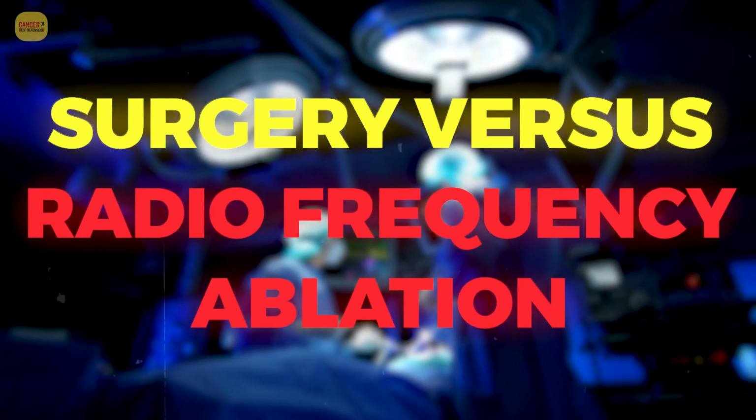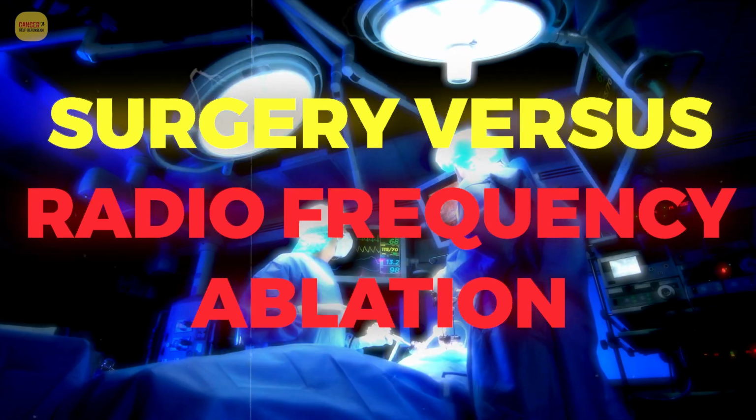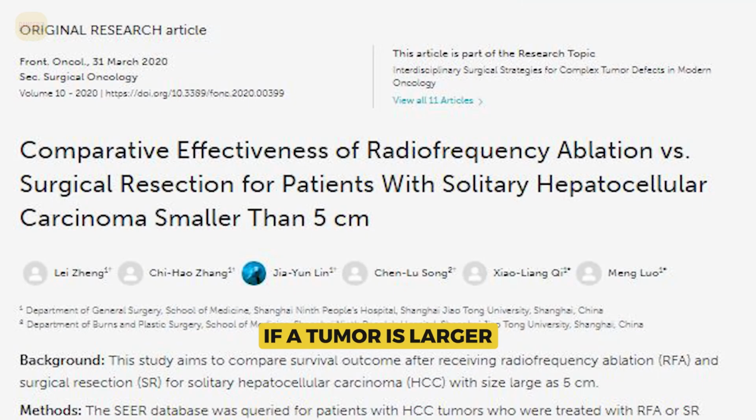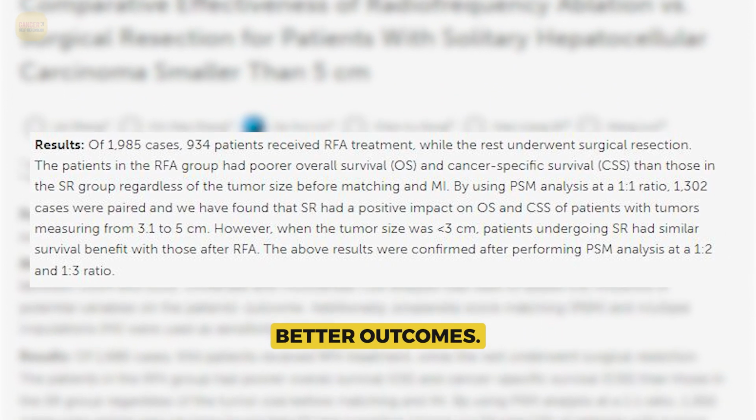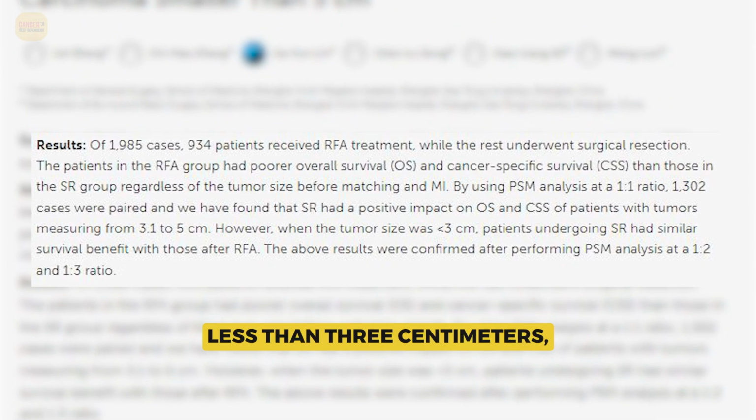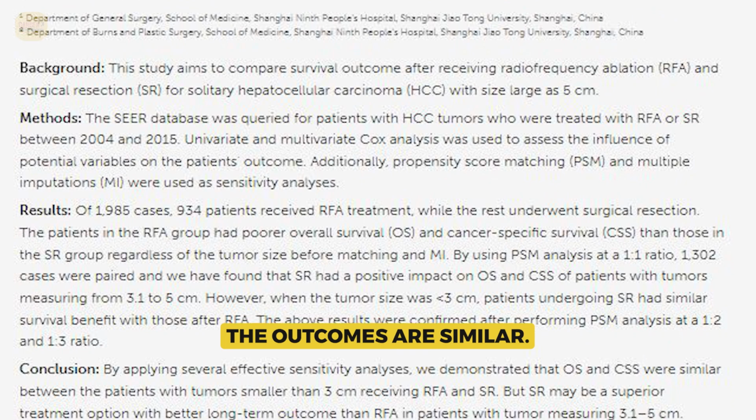Surgery versus radiofrequency ablation. If a tumor is larger than 3 centimeters, surgery typically has better outcomes, but if the tumor is less than 3 centimeters, the outcomes are similar.